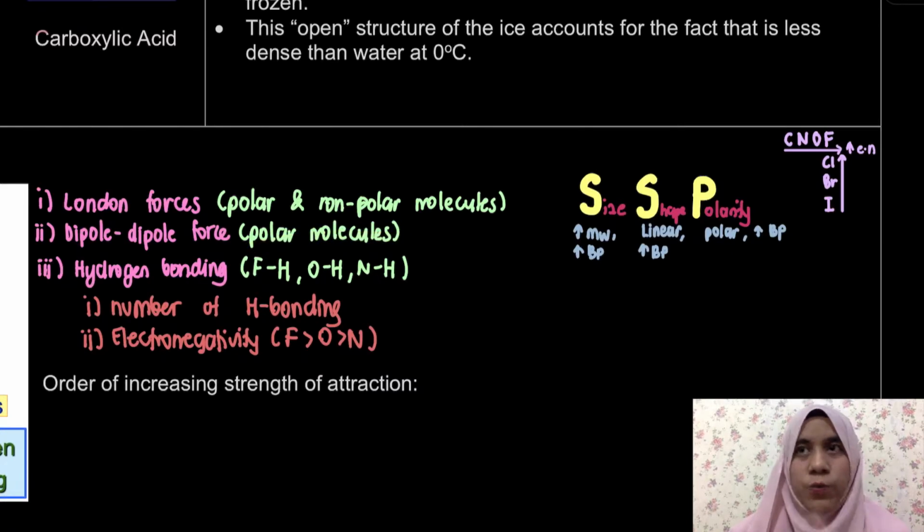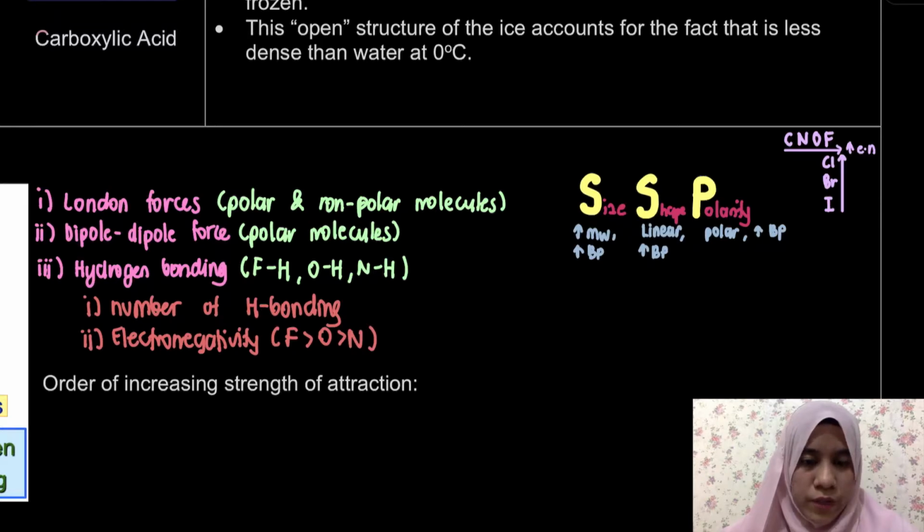Hydrogen bonding is between hydrogen and an electronegative atom, which is easier for you to remember as FON, F-O-N. But make sure the hydrogen is bonded to the electronegative atom. If the nitrogen or the electronegative atom is not bonded to hydrogen, then it is not a hydrogen bonding.